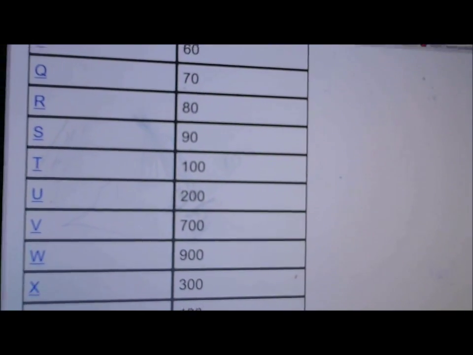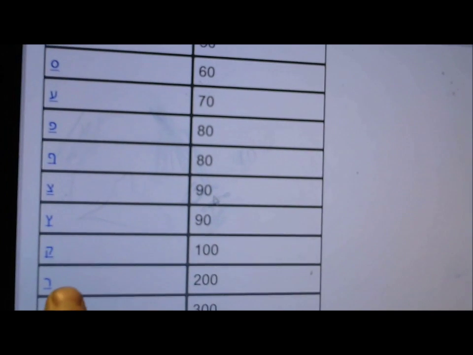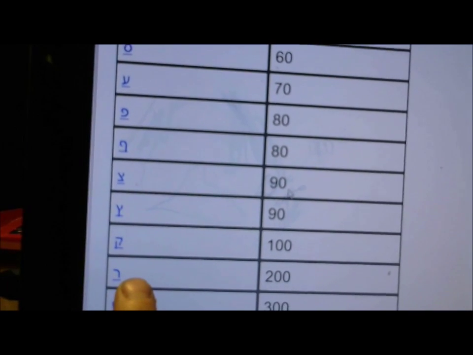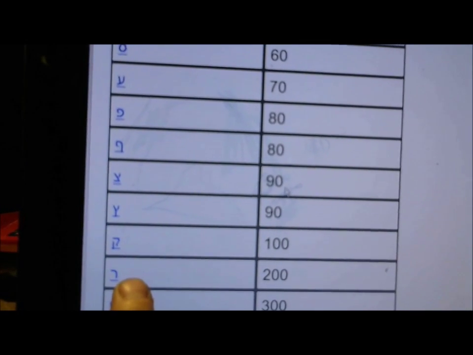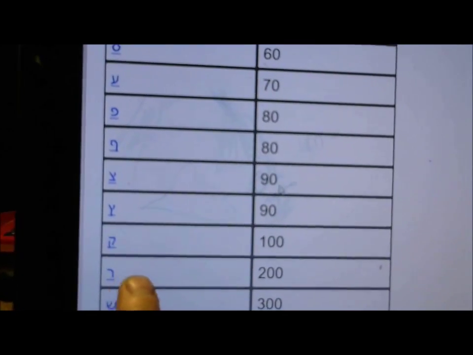Look, U is 214, which is 21, right? And now R, which is the birth. 1 and 2 is 3. 3 times 2 is 6 times 3. Bet, creation.